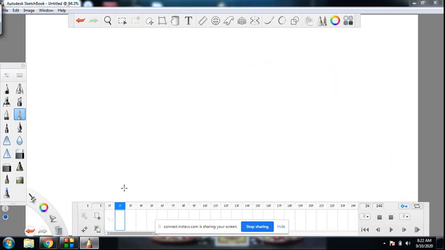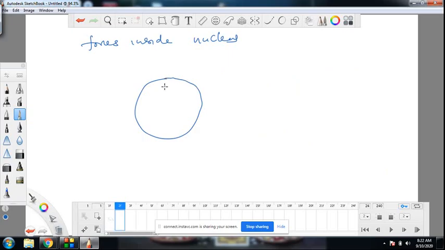So, the forces inside the nucleus. If I show the nucleus like this, it's a very small size, but I am showing it here as a sphere, let us say, with protons and neutrons inside. So protons I am showing like this, and neutrons I am showing like that.